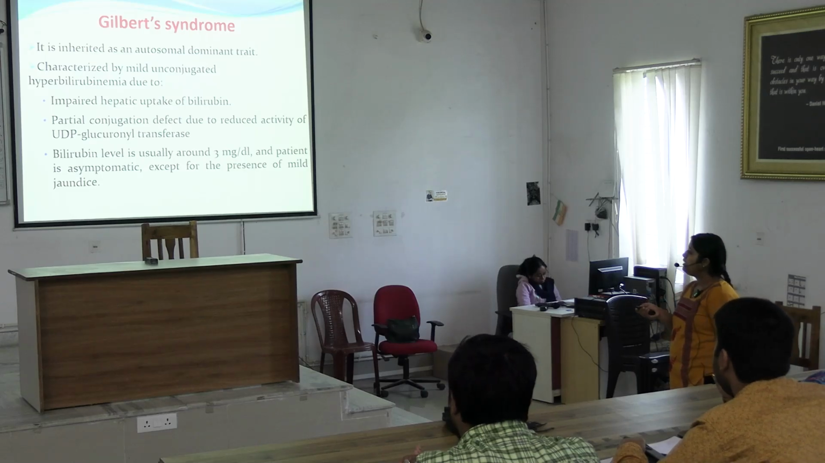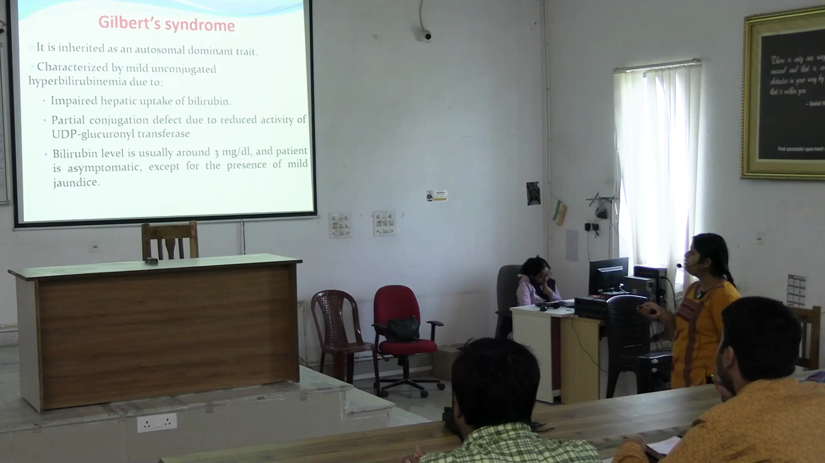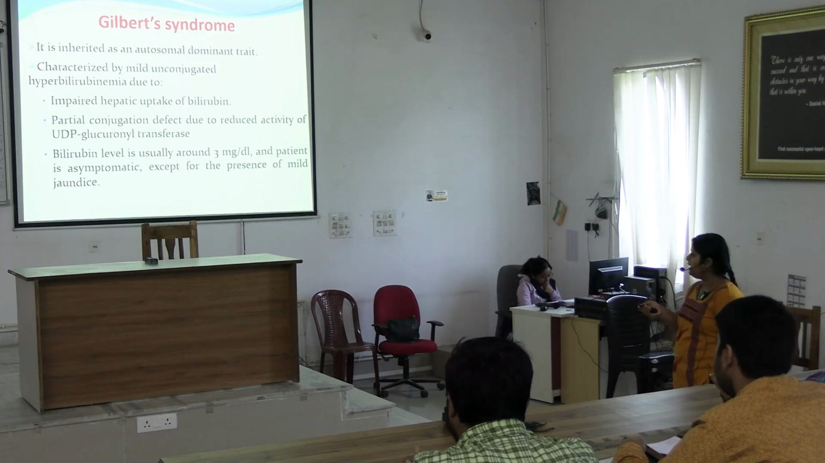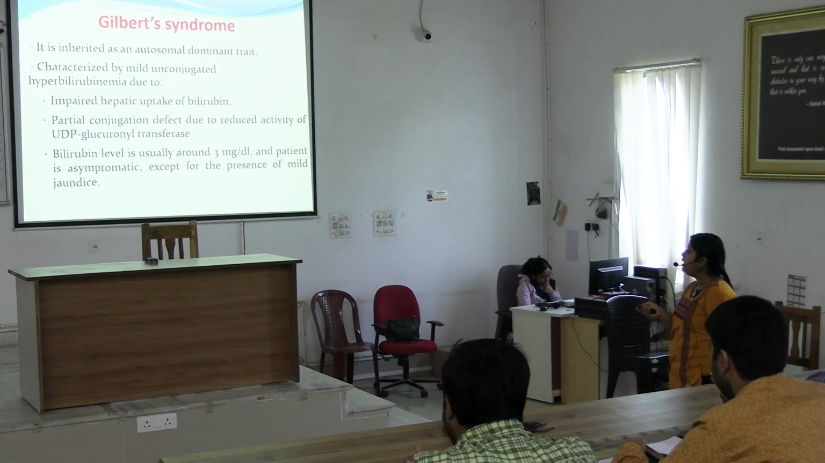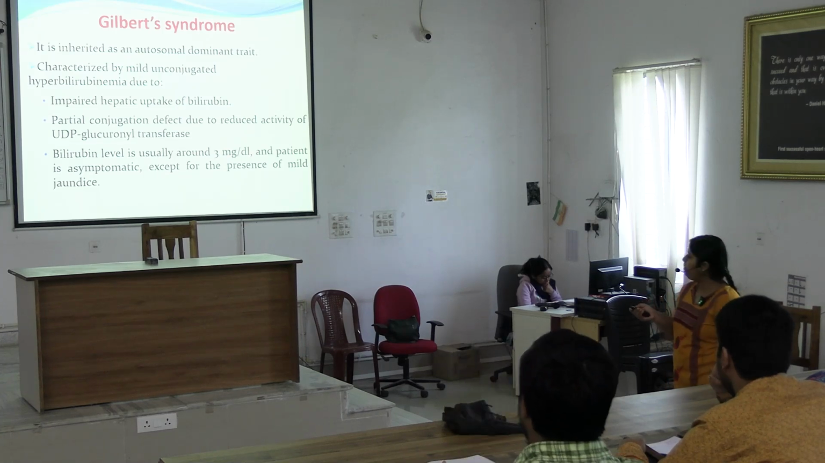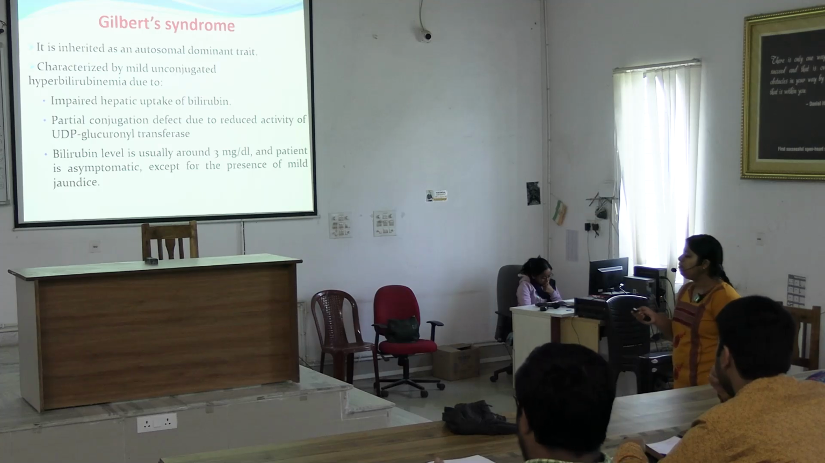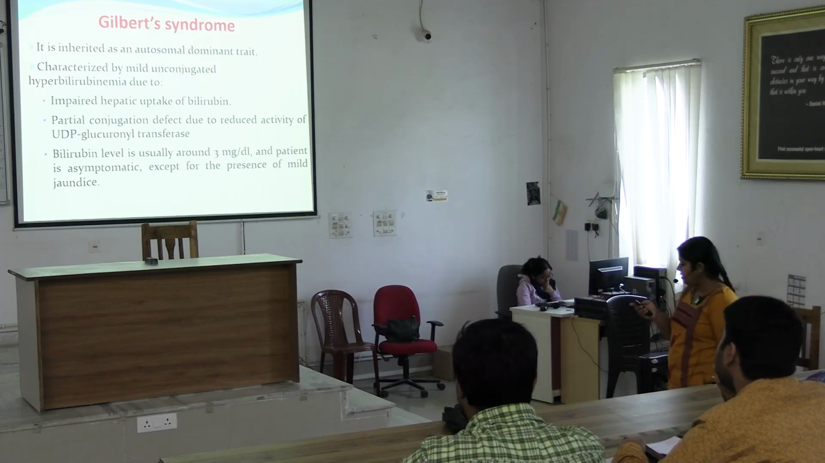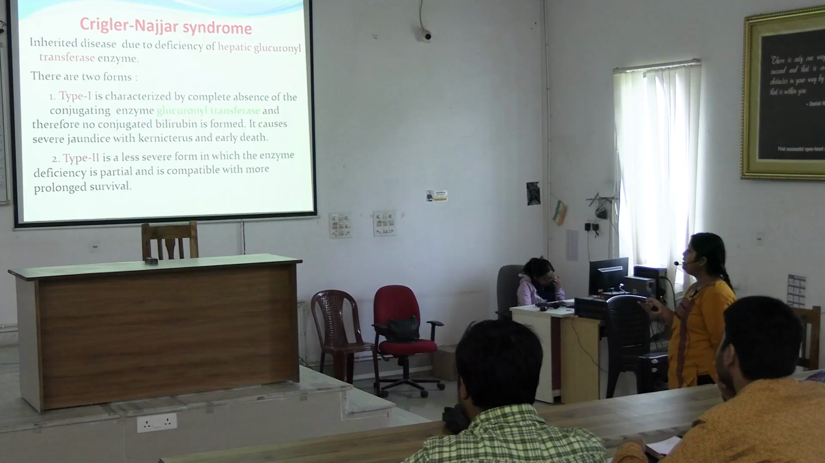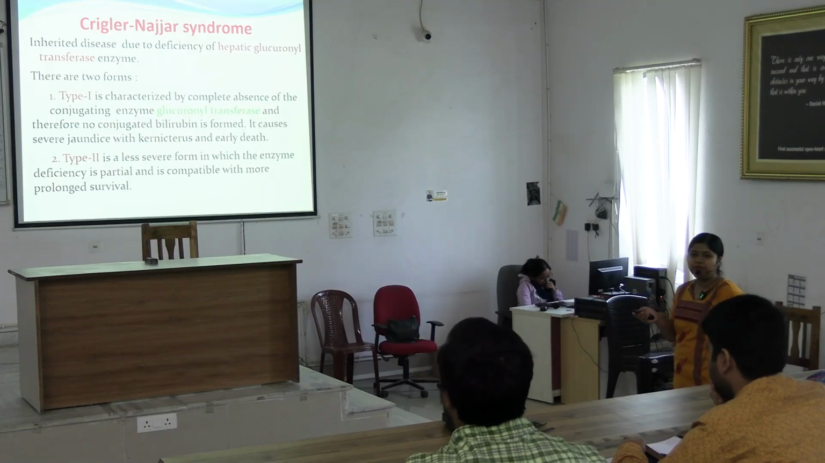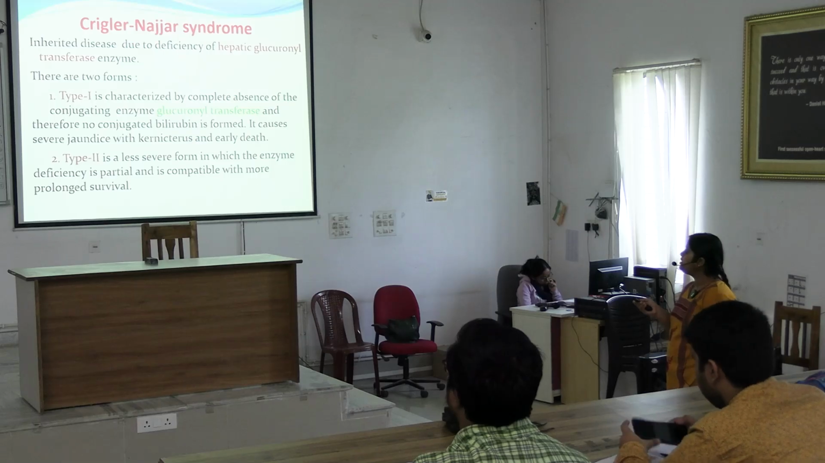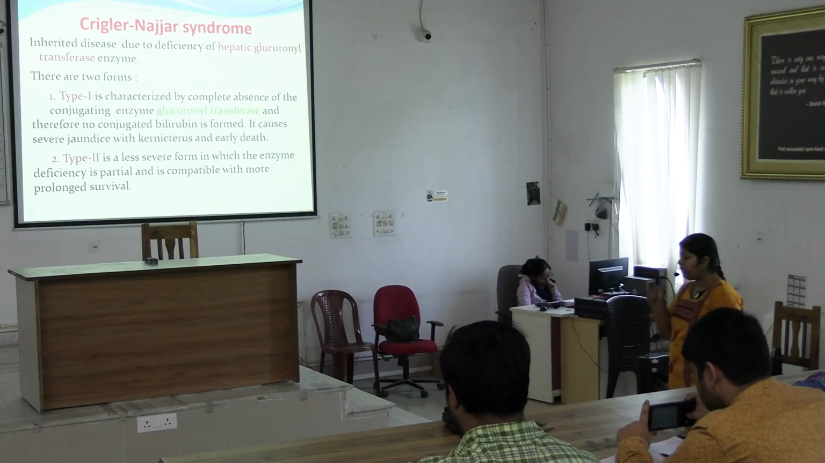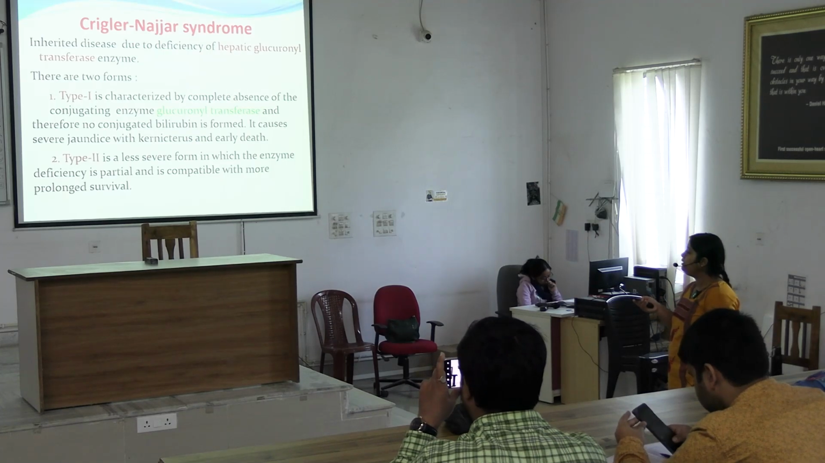Also, there is a partial defect in conjugation due to reduced activity of glucuronyl transferase enzyme. Bilirubin level is usually around 3 mg/dL, but the patient is asymptomatic, and there is no fatal outcome. It is not fatal. Now, Crigler-Najjar is a fatal type of inherited hyperbilirubinemia where there is deficiency of hepatic glucuronyl transferase enzyme. So, no conjugation will be there.